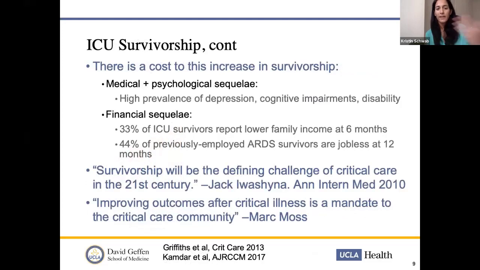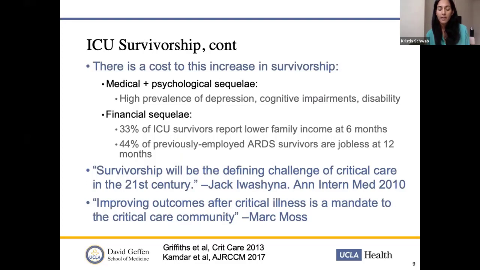And of course, we feel great about this increase in survivorship, but there is a cost to these ICU survivors when they leave the hospital. There's significant medical and psychological sequelae, which I'll talk about in future slides in more detail. There's also significant financial sequelae. I think the second bullet point is particularly striking, where almost a half of previously employed ARDS survivors are jobless at 1 year.